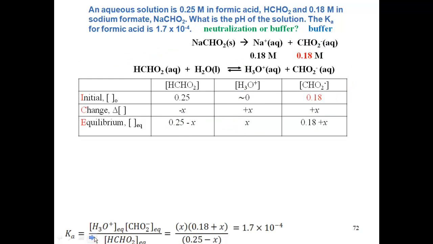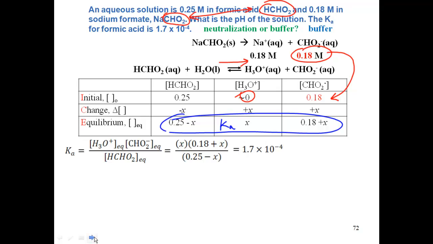So then I set up my Ka expression, which would be my hydronium ion concentration times my formate ion divided by my formic acid. Plug in my values, okay? X for hydronium, 0.18 plus X for my formate ion, and 0.25 minus X for my formic acid. Is equal to my Ka, which is 1.7 times 10 to the negative 4th.